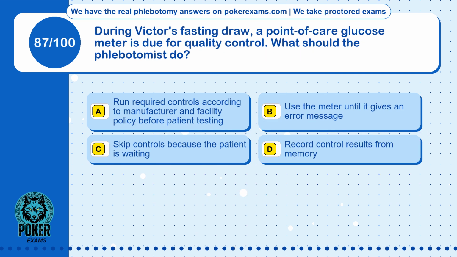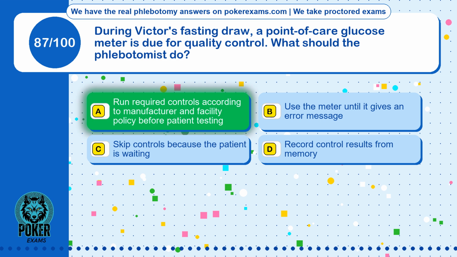Question 87. During Victor's fasting draw, a point-of-care glucose meter is due for quality control. What should the phlebotomist do? Option A. Run required controls according to manufacturer and facility policy before patient testing. Option B. Use the meter until it gives an error message. Option C. Skip controls because the patient is waiting. Option D. Record control results from memory.